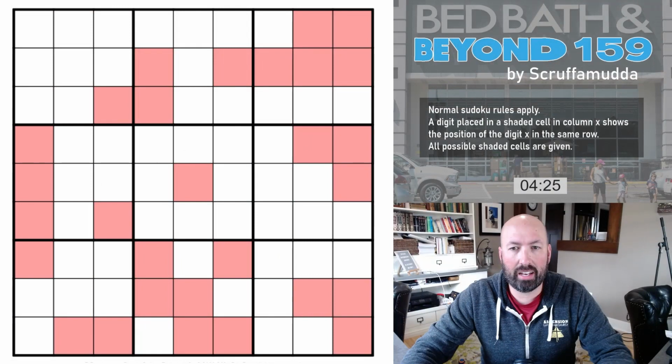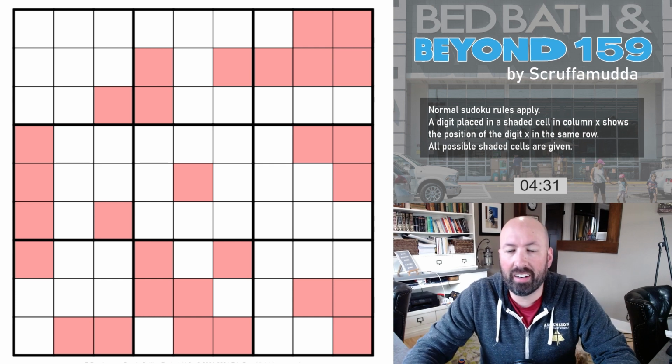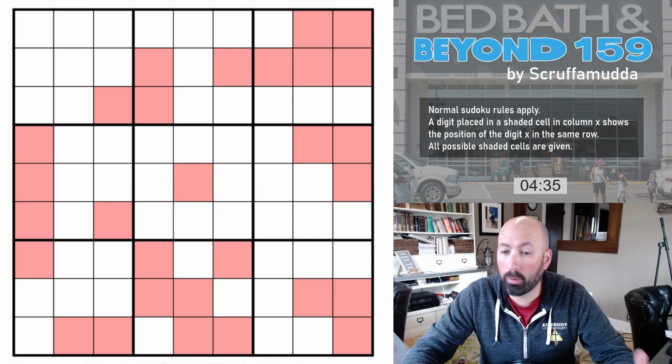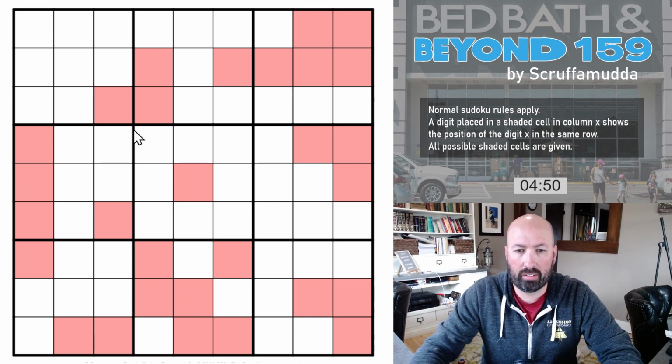So today I am looking at Beyond 159 by Scruffamutta, which is a great name. The rules are going to be fairly simple once you know the 159 rule. If not, then it's a little complicated. But normal Sudoku rules apply. A digit placed in a shaded cell in column X shows the position of the digit X in the same row, and all shaded cells are given.